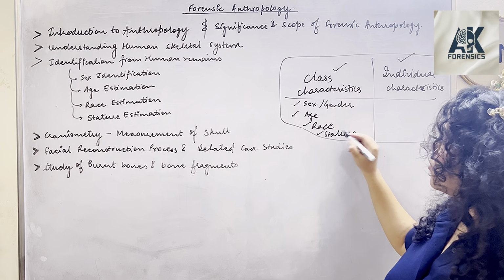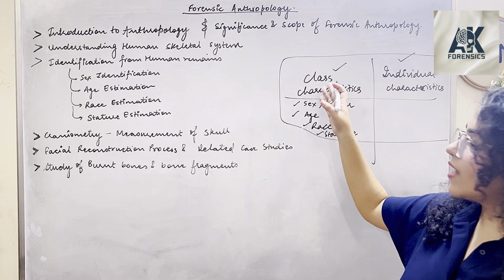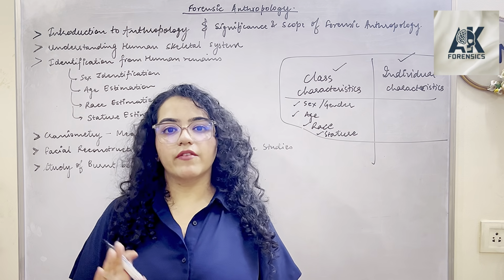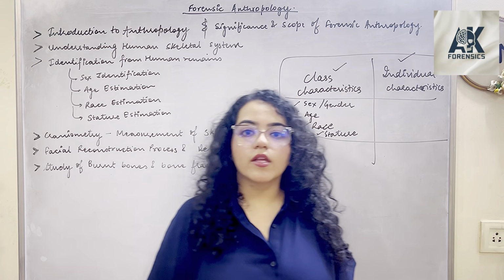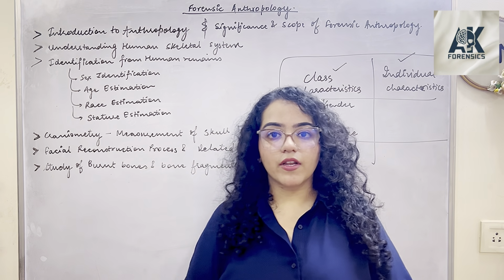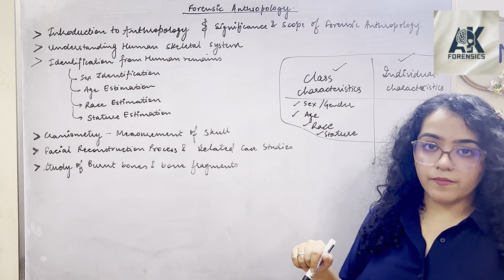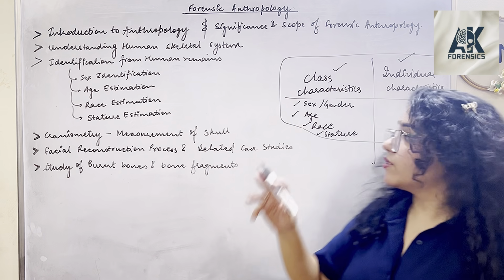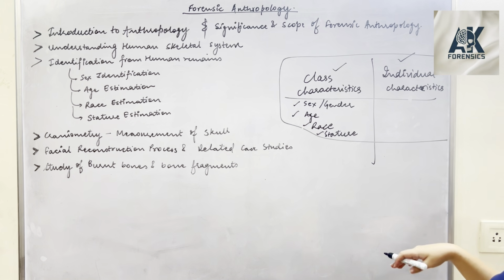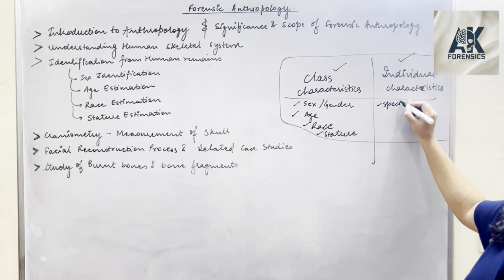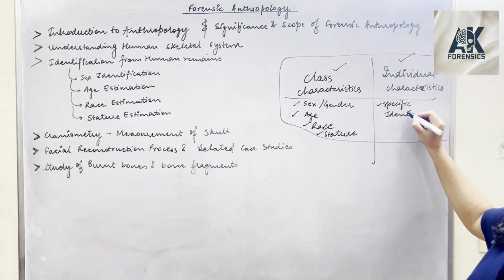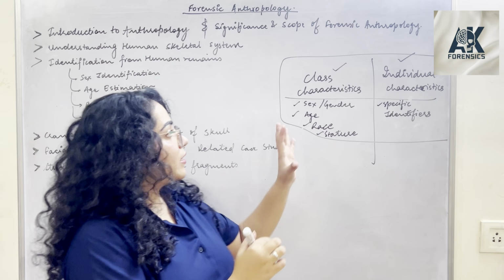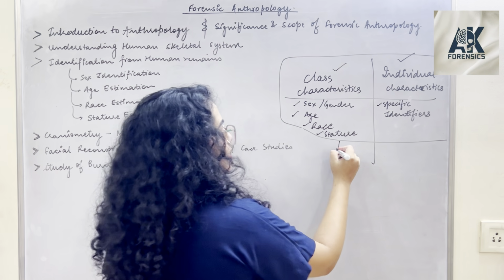Similarly, stature is also a class characteristic. If I tell you that the height of the person was approximately 5'11", there are so many individuals that are 5'11", right? Their height is that, but which specific individual does that bone belong to? How would we get to know? That's when individual characteristics come into role. They are these specific identifying features. Class characteristics only help us in grouping.